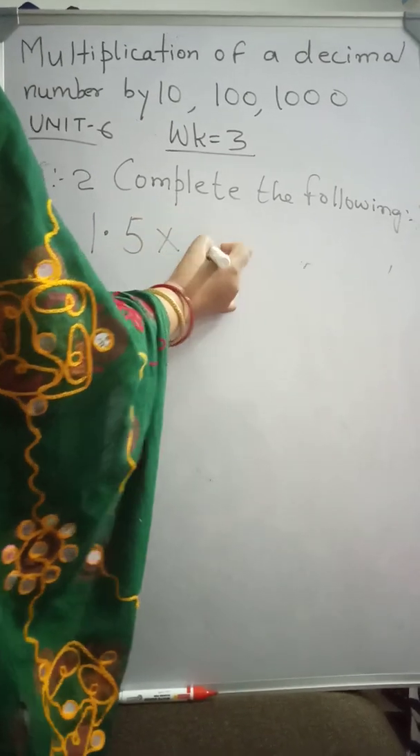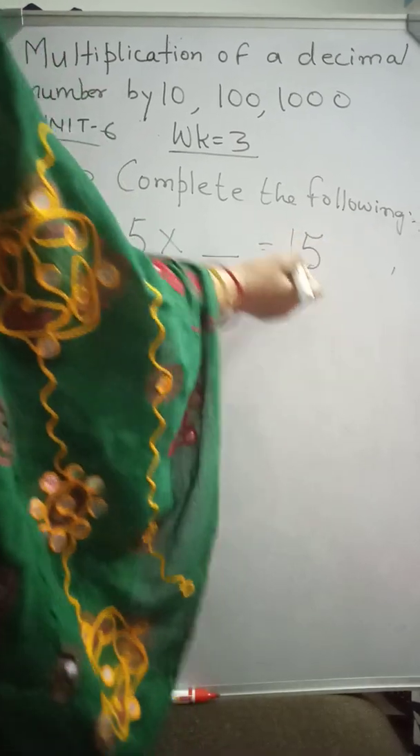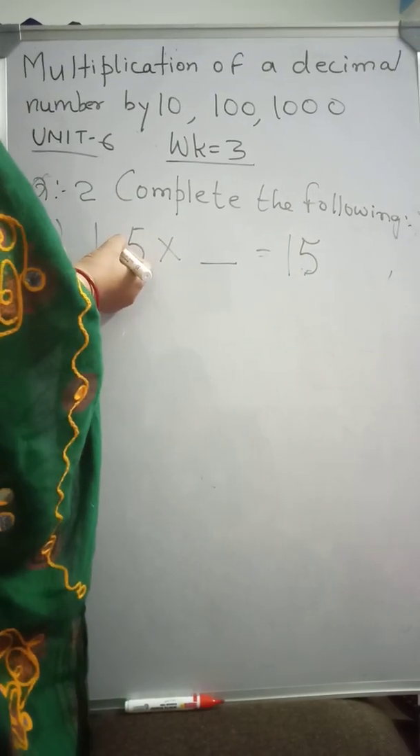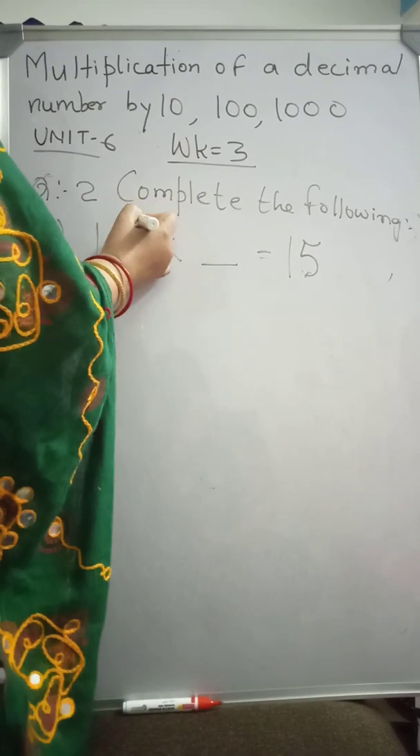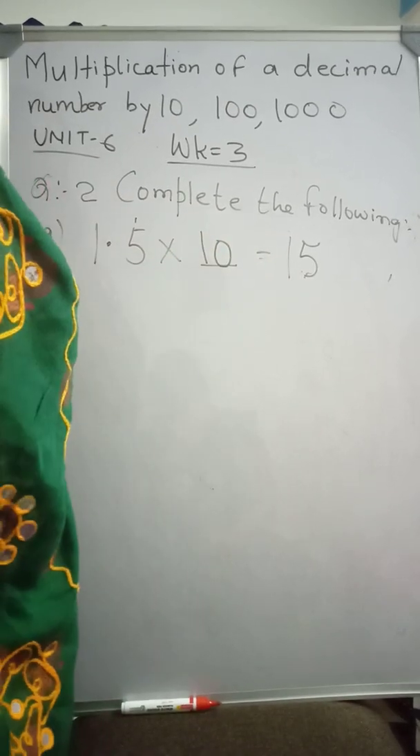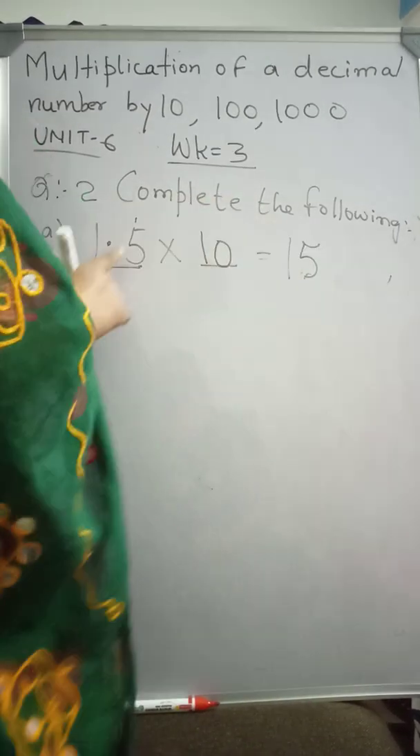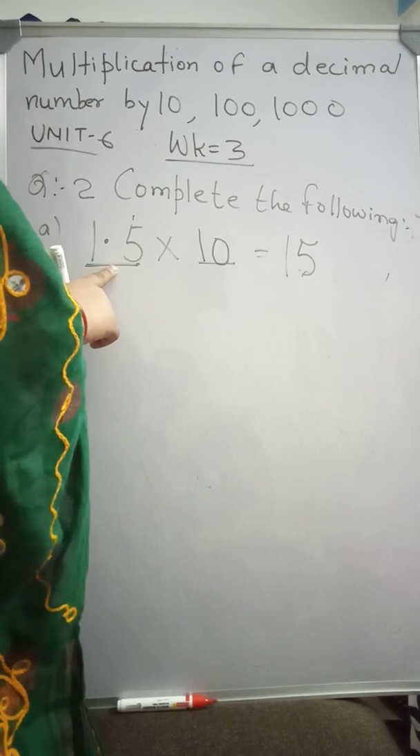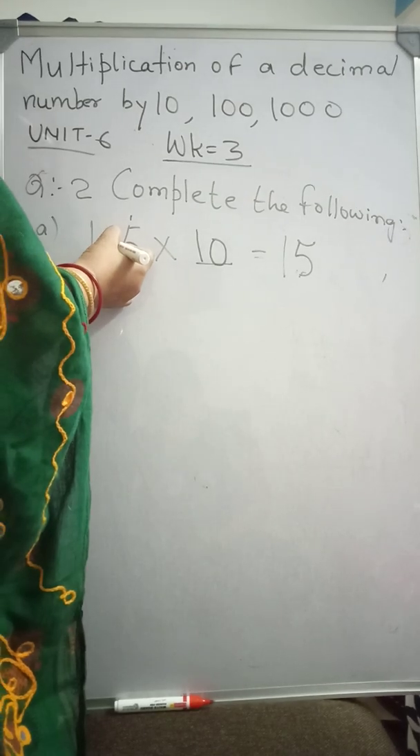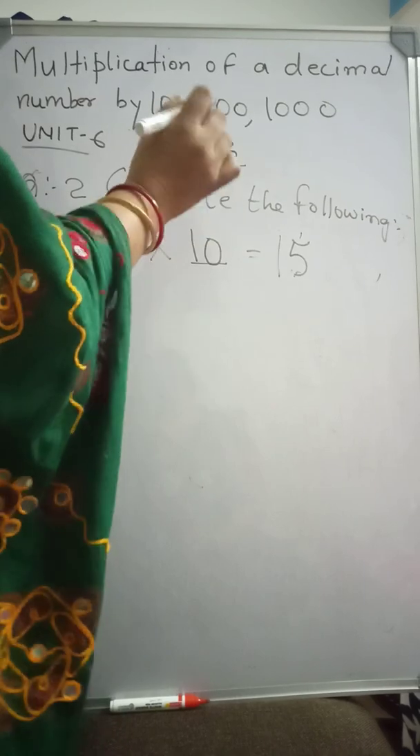1.5 multiplied by what is equal to 15. So here you see that 1.5 and the product is 15. It means decimal shifts how many decimal places? 1. It means it is having the 1 zero, it is 10. Right? Because here the number is same. In the product the number is same. It means it is multiplied by 10, 100 or 1000. Since the decimal point in the product shifts 1 place, okay, so it is multiplied by 10.